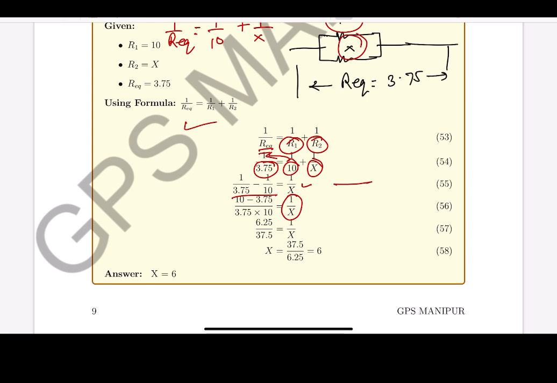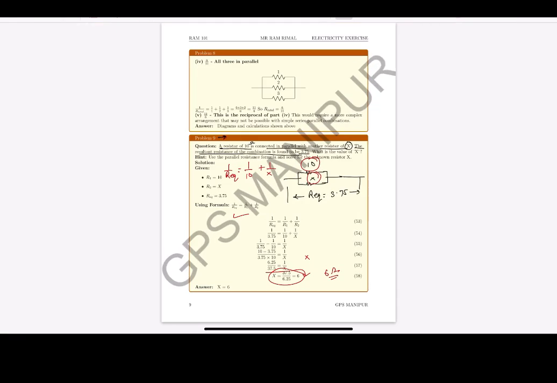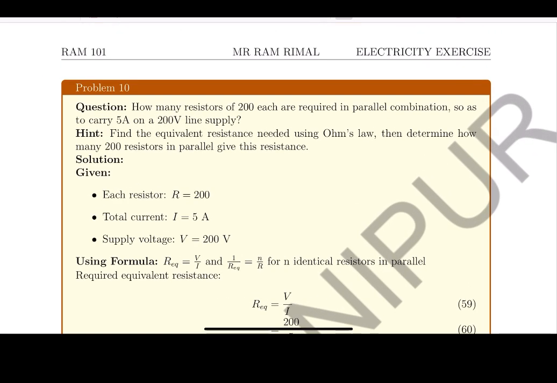So take the LCM this side, 3.75 into 10. I hope you know how to calculate. If you have any difficulty, don't worry, please write down in the comment below. I may explain you in the comment. I'll make a video if the question is really genuine. I'm telling you, that's my promise. So if you go on like this, you'll find the value of X to be 6 ohm. It's a very easy question. If you have any difficulty, comment is there. I'm telling you again and again. Let's go to question number 10.